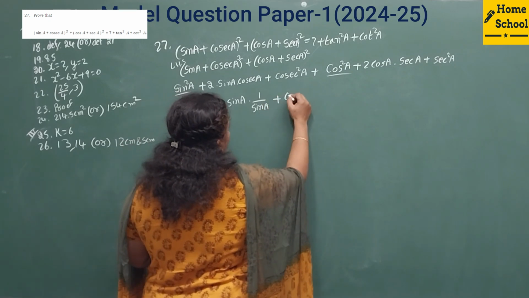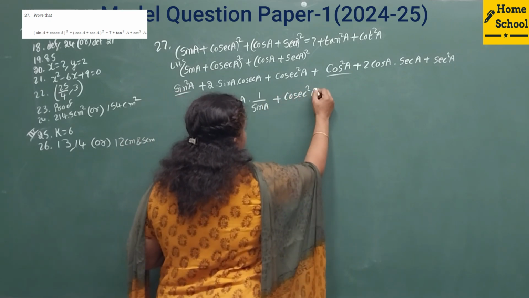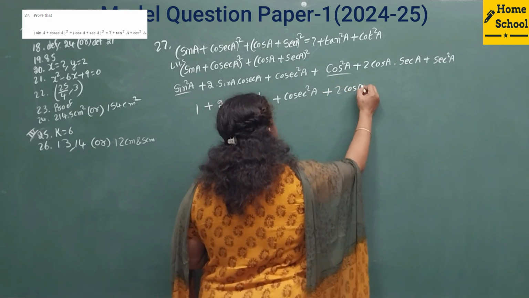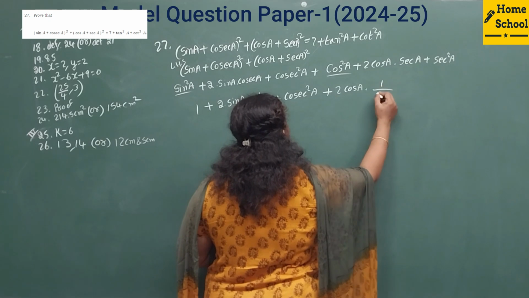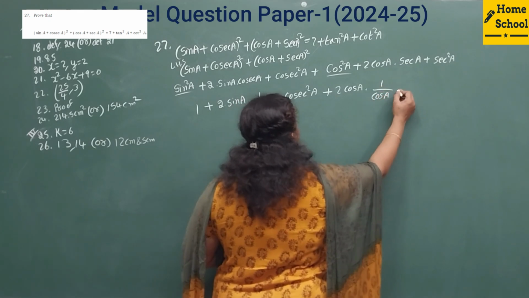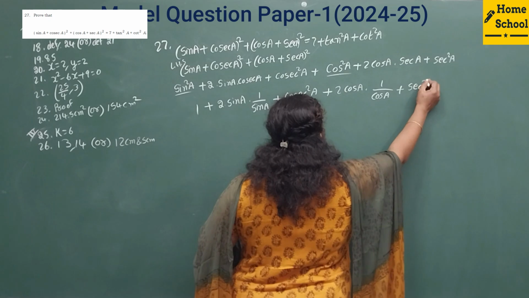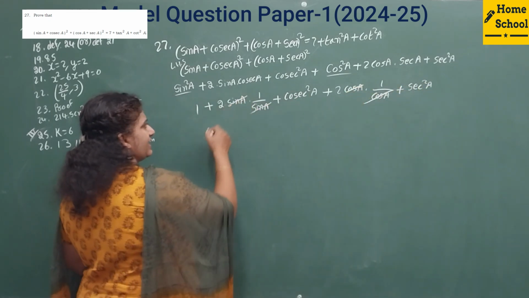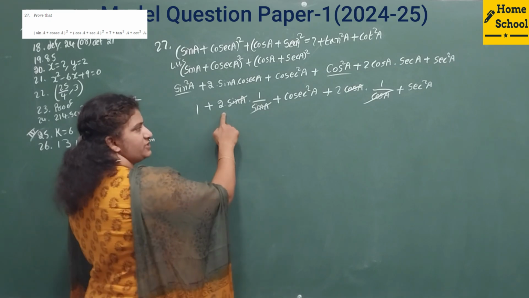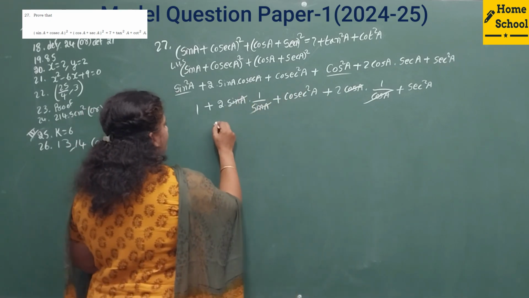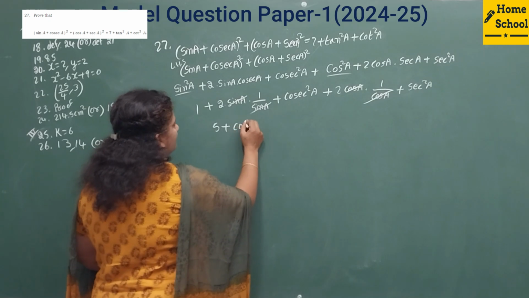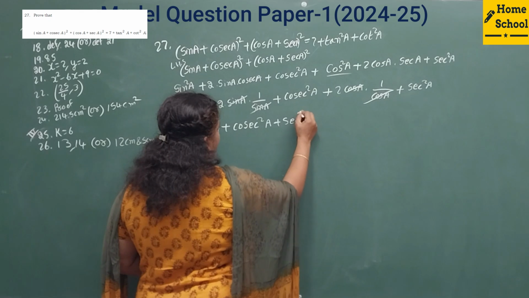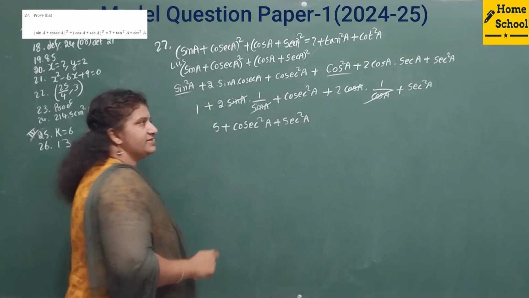Plus cosecant square A plus 2 cos A, secant A we can write as 1 by cos A, plus secant square A. Cos A cancels, sin A cancels. 1 plus 2 is 3, 3 plus 2 is 5. 5 plus cosecant square A plus secant square A. But I didn't get RHS.